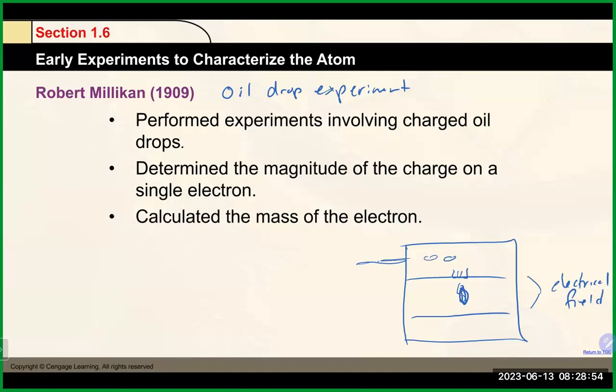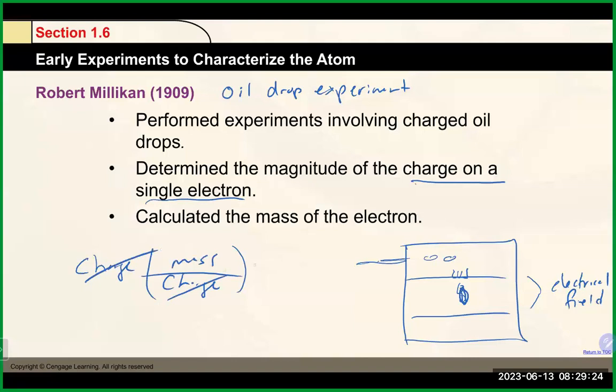What he was able to determine from this experiment was the charge of an electron. So these two experiments together, the Thomson experiment where he used the CRT tube to figure out the charge to mass of an electron, and Millikan, who did this oil drop experiment to figure out the charge of an electron. If you take the charge of an electron and divide it by the charge to mass of an electron, the charges cancel and you end up with the mass of an electron. So the result of these two experiments is that they were able to calculate the mass of an electron.